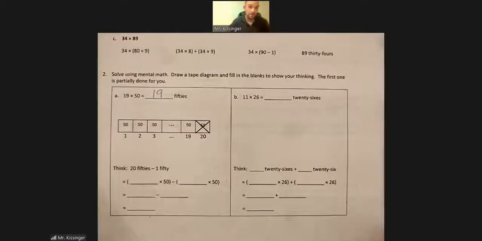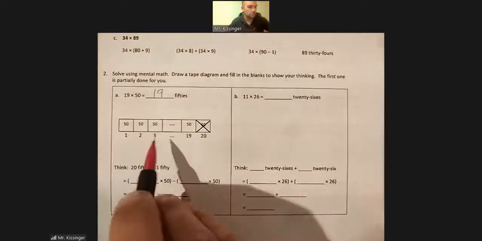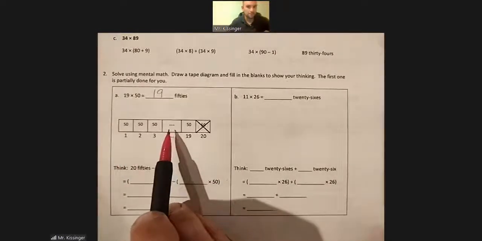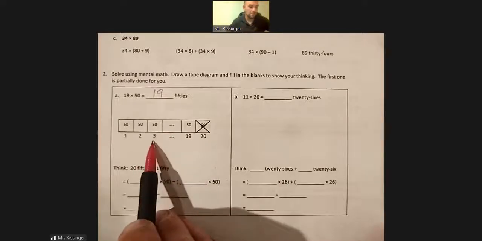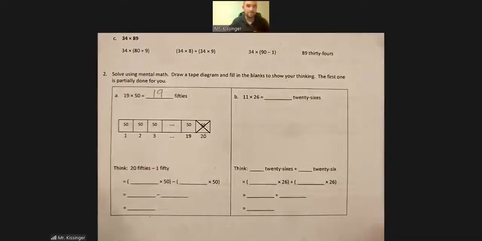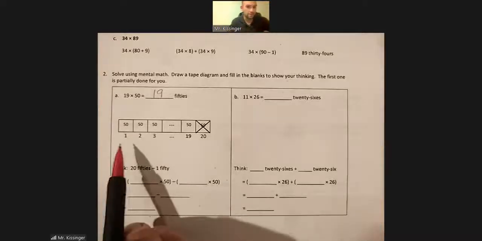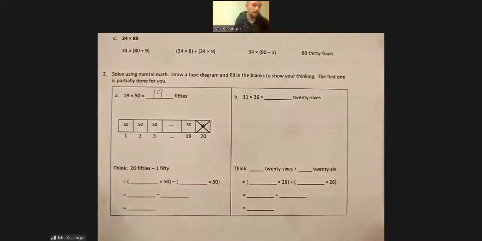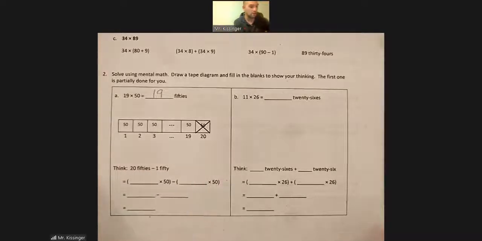So we look at our tape diagram that's already drawn for us here. It says 50 inside of each one of these rectangles, and there are 20 of them all together. This here, these 3 dots, is called an ellipse. That lets you know that in between here, 3 and 19, there's 4, 5, 6, all the way to 18, and then we have 19 and 20 to show us where our tape diagram ends. So this is a really long tape here. There's 20 little squares in there that are each 50. So it says think 20 50s minus 1 50. So we have 19 50s, and then the 20th is what we're subtracting.